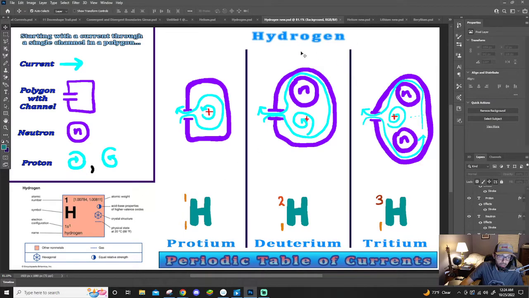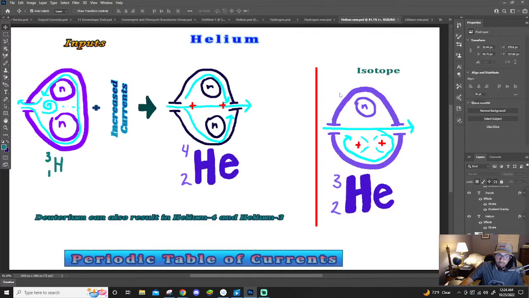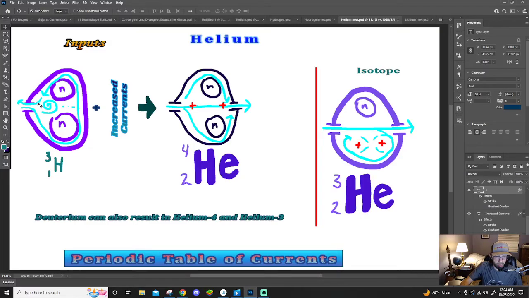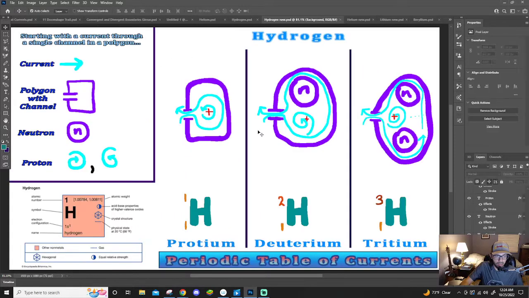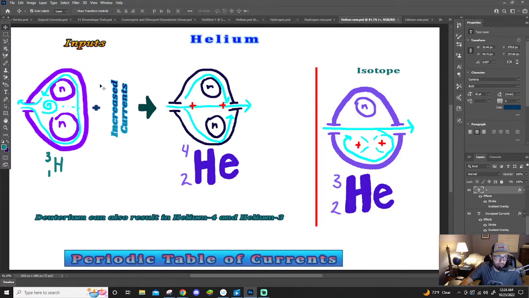So let's move past hydrogen to helium. I started with tritium, which I don't think is necessary. It could be more. It could be deuterium, probably not tritium or protium. It could be deuterium and not tritium, but it would essentially do the same thing, just without the neutron involved. So it would essentially add another proton system.